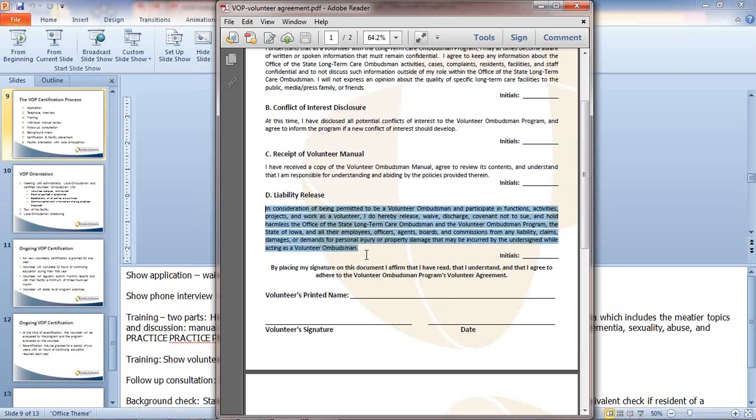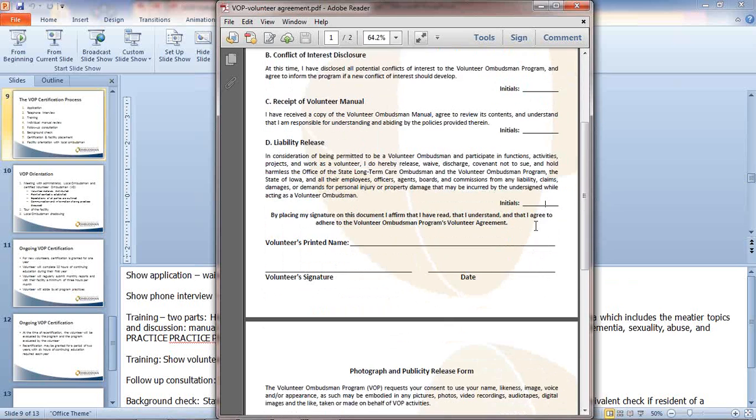And then we also have a liability release. There's a lot of things that can happen to a volunteer that are outside of our control, like if they travel to their facility, if they slip and fall in the facility, if they get into a car accident or their car gets hit in the parking lot by somebody else. So in any case, we just want to make a statement that we're not responsible for those types of things and that they can't come back to us and say, you need to cover my damages here. So we have that as well, and our Attorney General has reviewed that statement.